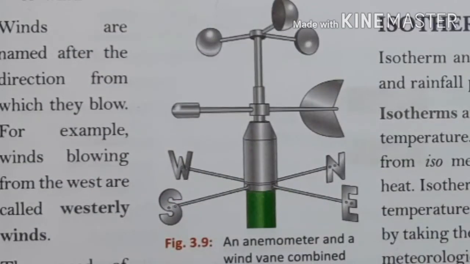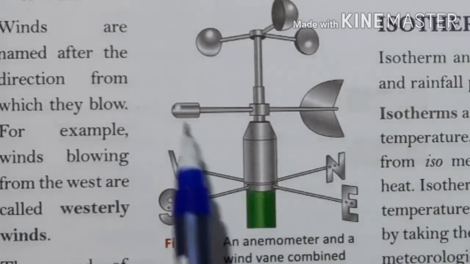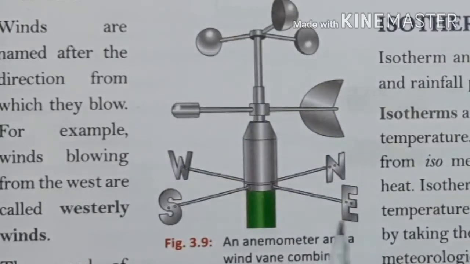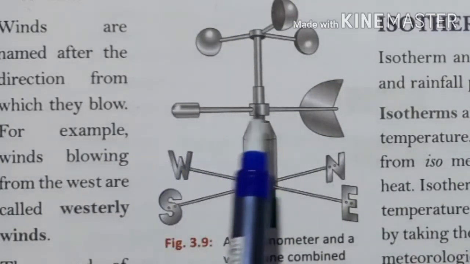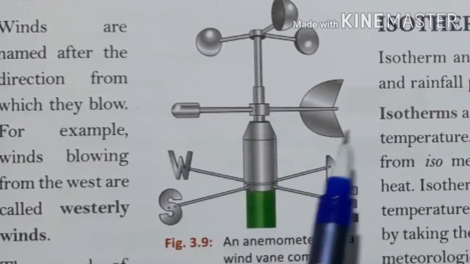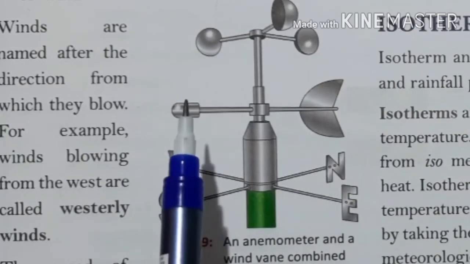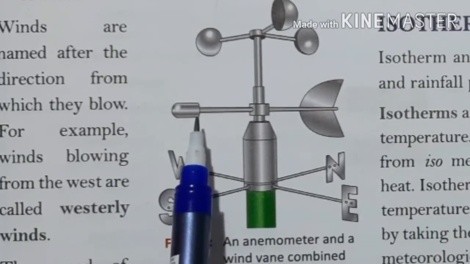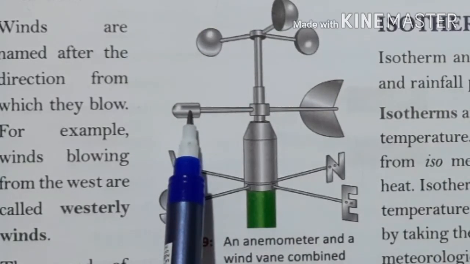Wind vane is the instrument used to determine the direction of the wind. Here this part of the instrument is showing the wind vane. So here this is the pointer. It is mounted on a pole, and it is able to rotate freely according to the movement of the wind, and this pointer will show the direction from which the wind blows.